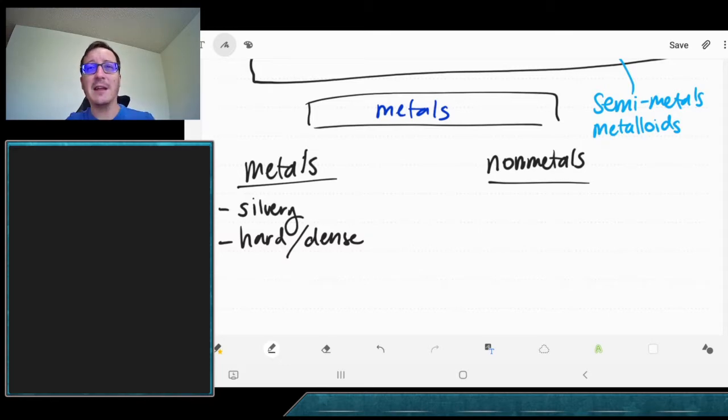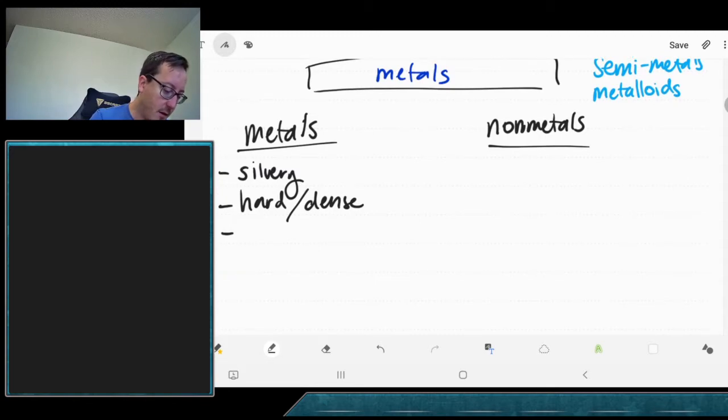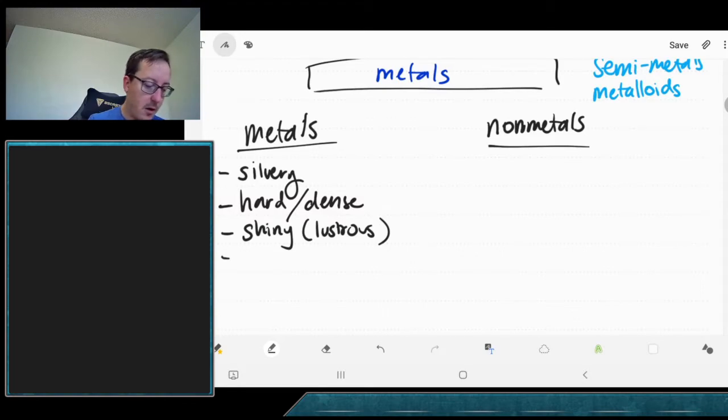My ring actually is made of tungsten, one of the most dense elements. Second densest, I think. I think iridium has a higher density. Let's see, what else do we have? Metals are shiny, which is what we call lustrous.